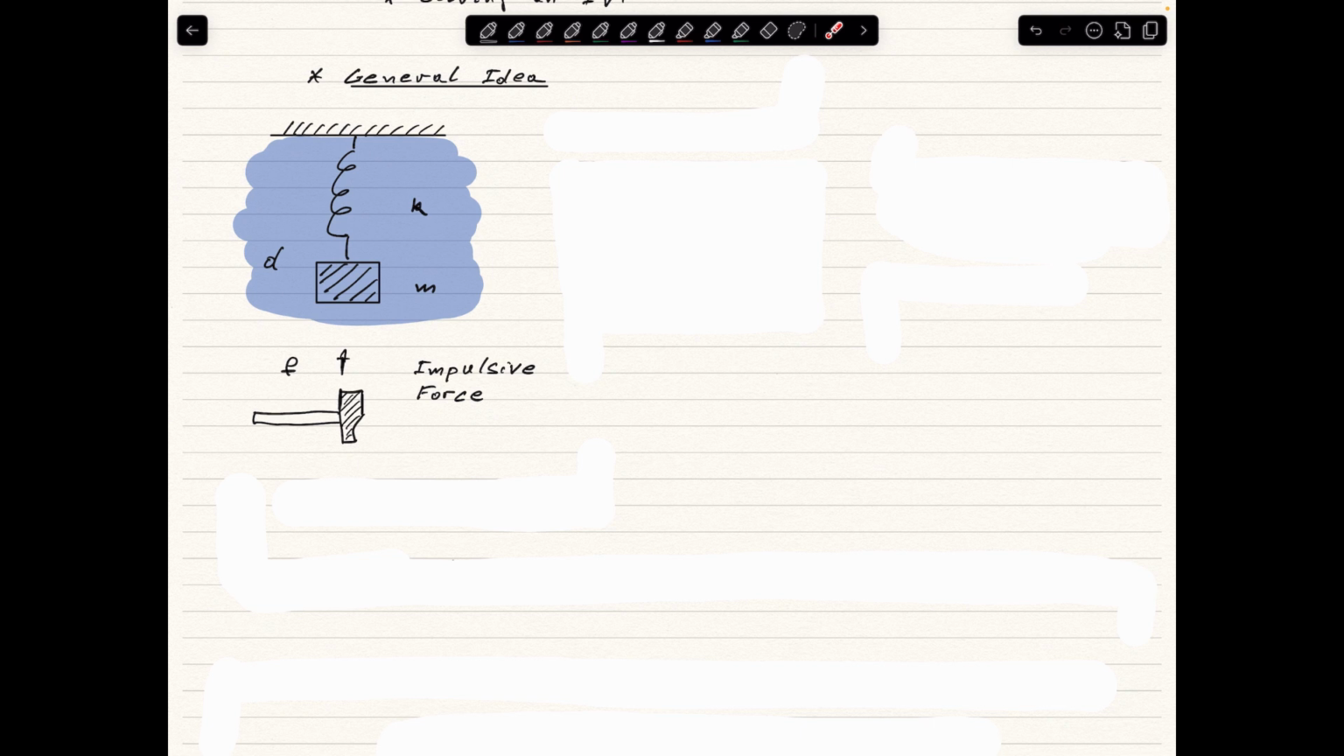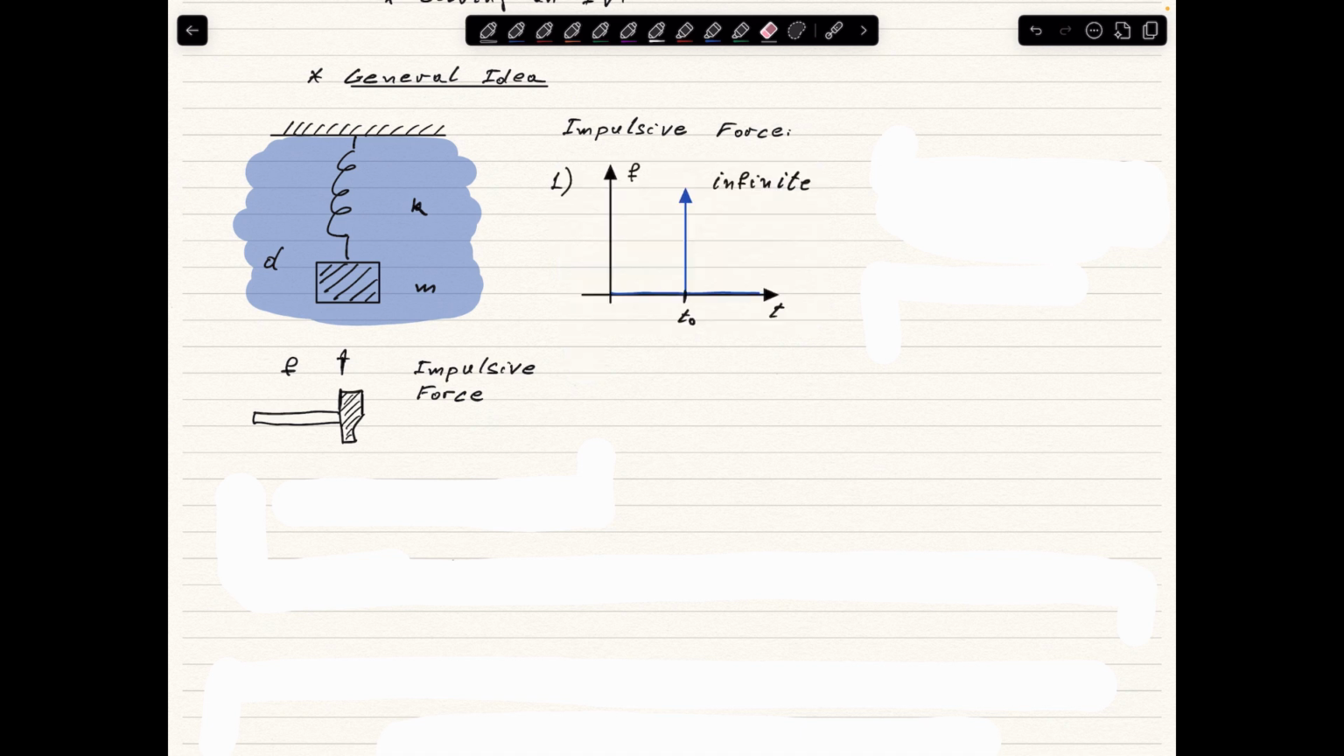This is a particular type of force that is called an impulsive force. An impulsive force has two main properties. The first one is that the force is zero at all times except at one single point in time when the force acts, and the intensity at that point in time is infinite. But it is infinite in a particular way. We are not destroying the whole system. That means we are transferring to the mass spring system a finite amount of momentum and energy.